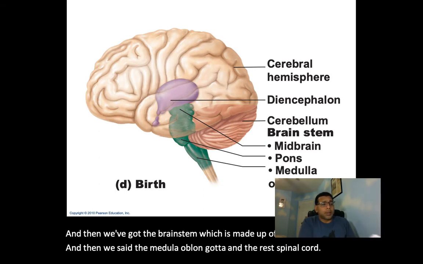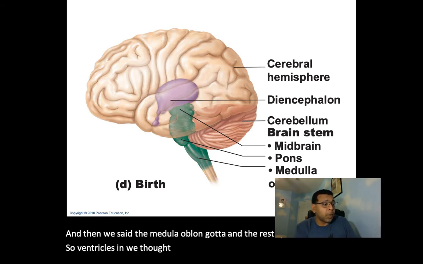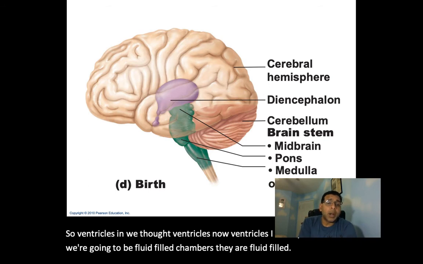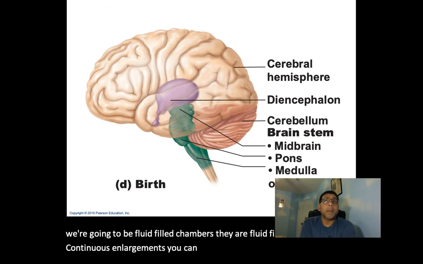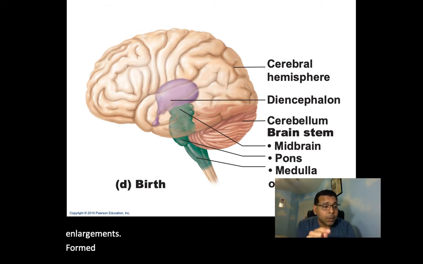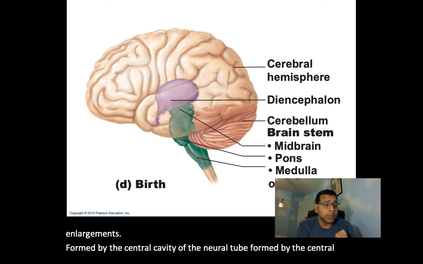So ventricles then. We talk ventricles now. Ventricles, I want you to know, are going to be fluid-filled chambers. You can think of them as fluid-filled continuous enlargements formed by the central cavity of the neural tube.